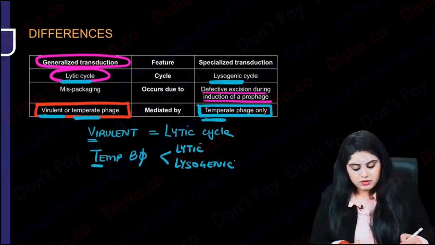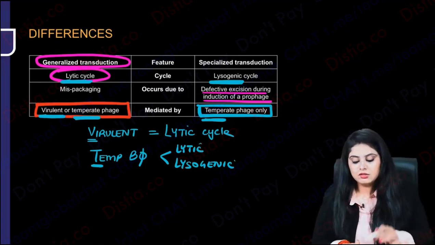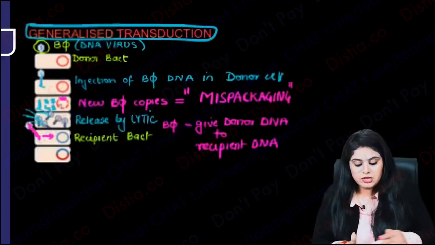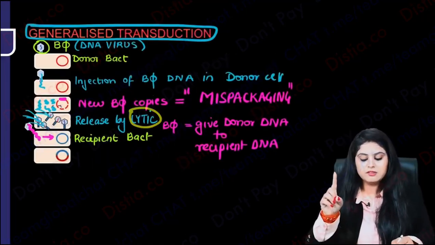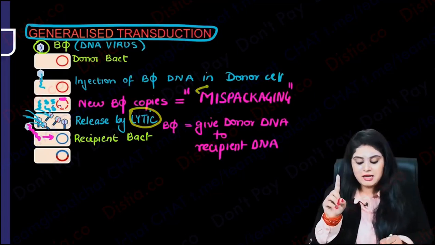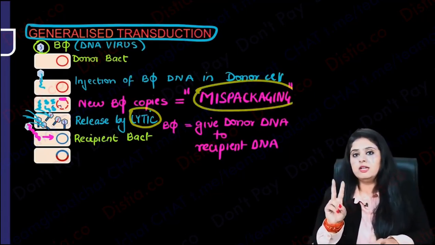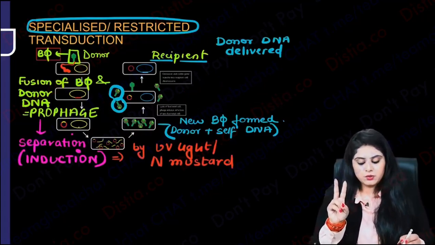So now coming back, even if you don't learn, this part is not needed. You just need to know for generalized transduction, quickly tell me what is the phase that you had? Lytic phase. And what was the mechanism? Mispackaging. For specialized transduction, what was the phase you had?